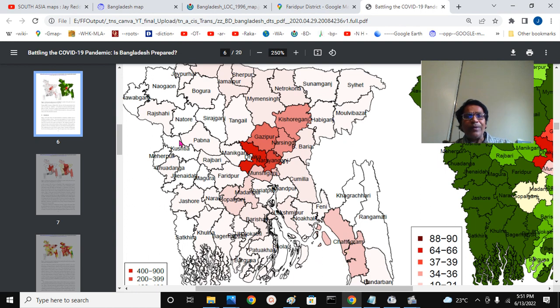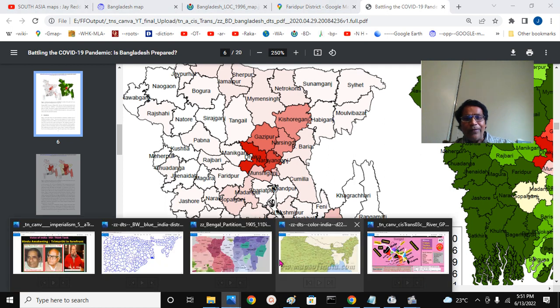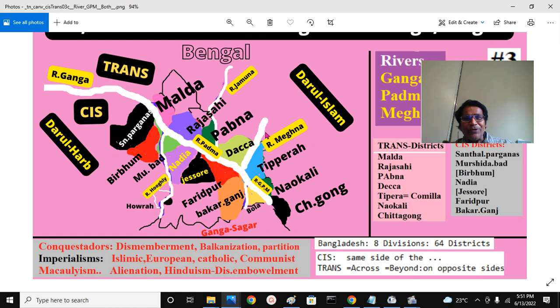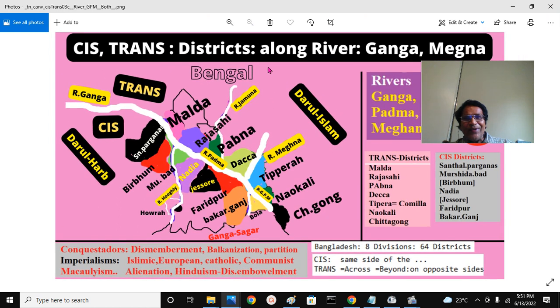This is the river. In the southern part, you can see the Kushtia district and Rajshahi, Faridpur, that is the Madaripur, and this is the Barisal region, and this is the Bhola Island, and so on. That is the fascinating Cis-Trans districts along the river Ganga Padma Meghna. Trans district, Cis district, Darul Harb, Darul Islam, we discussed as a part of the Cis-Trans district concepts.